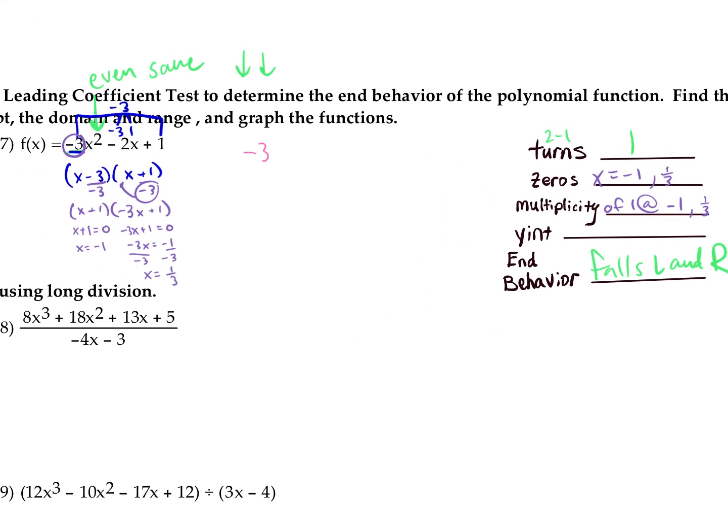And then to find my y-intercept, I would plug in 0. So I have negative 3 times 0 squared minus 2 times 0 plus 1. So this would be just 1. So since these are zeros, anything with an x in it, you can just ignore. We're just looking at the constant here, which is 1. So I plugged in 0 for x and got 1 for y.